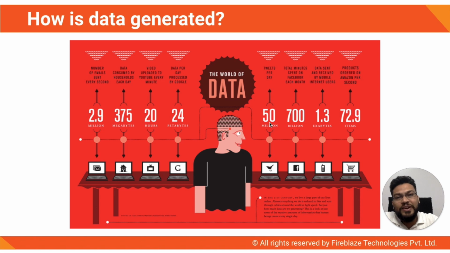Tweets made per day is around 50 million. Total minutes spent on Facebook each month is around 700 billion. So you can imagine how much data or how much revenue Facebook makes by asking for our view hours, our time, right? Then data sent and received by mobile internet users is 1.3 exabytes. Exabytes, right? We'll talk about exabytes again. And this is one of my favorites: products sold on Amazon per second is 72.9. So you could imagine, even if he makes 1 cent or 1 rupee a product, how much revenue he eventually ends up generating, right?